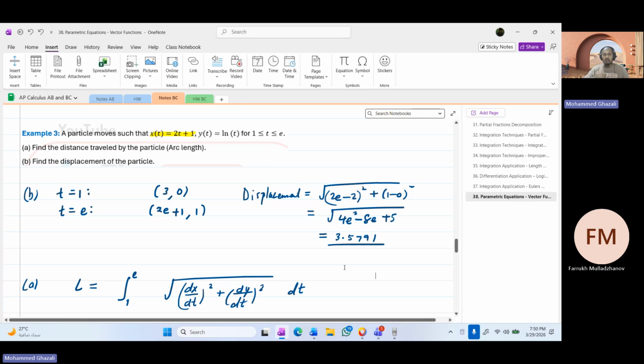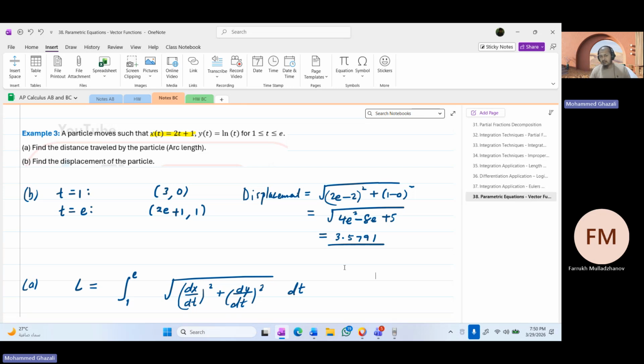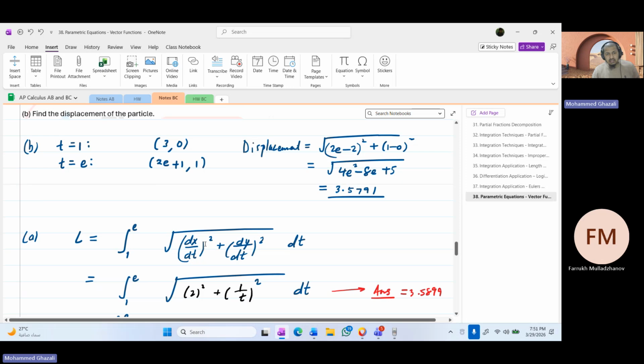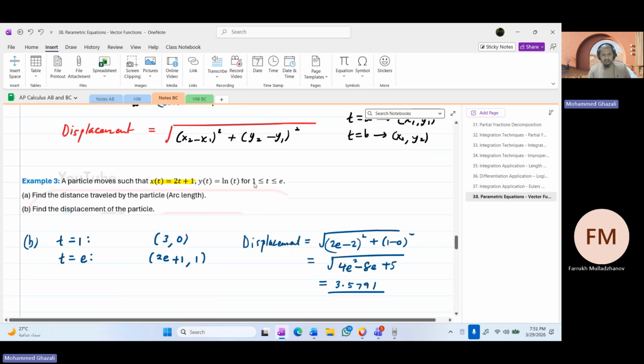Because remember, a displacement is starting position, ending position, just finding a linear distance, right? So you're just finding from starting to ending position. You're not finding the arc length, sorry, you're finding the displacement. And over here, you're actually finding the arc length. It's because of the way the curve is structured.